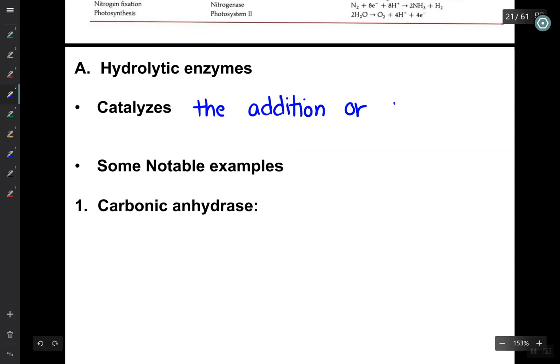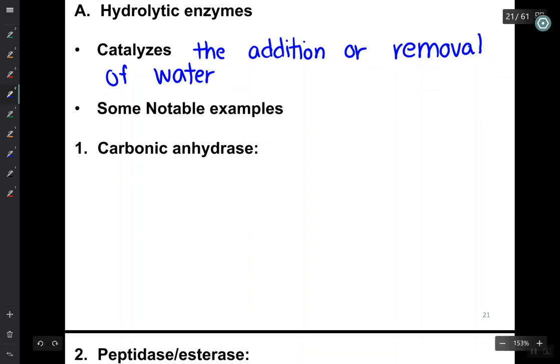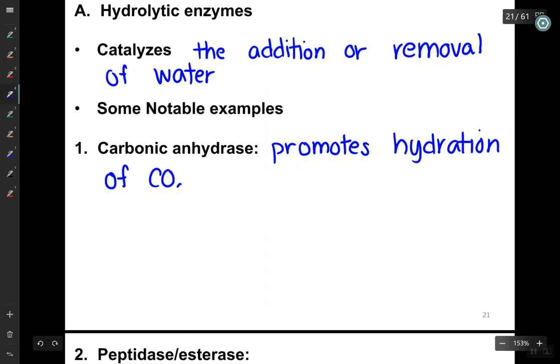or removal of water. So some notable examples include carbonic anhydrase, which promotes the hydration of CO2. And that reaction is pretty simple. It's just CO2 plus water, and it makes carbonic acid, H2CO3.